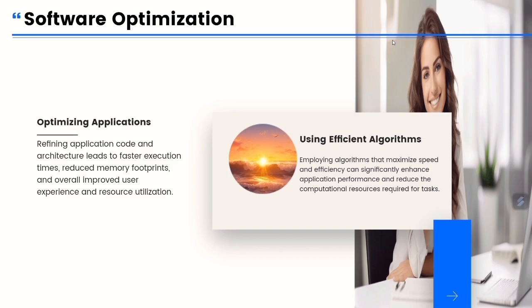Software optimization. Optimizing applications, refining application code and architecture leads to faster execution times, reduced memory footprints, and overall improved user experience and resource utilization. Using efficient algorithms, employing algorithms that maximize speed and efficiency can significantly enhance application performance and reduce the computational resources required for tasks.